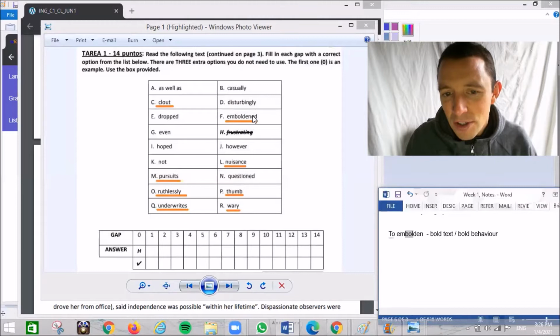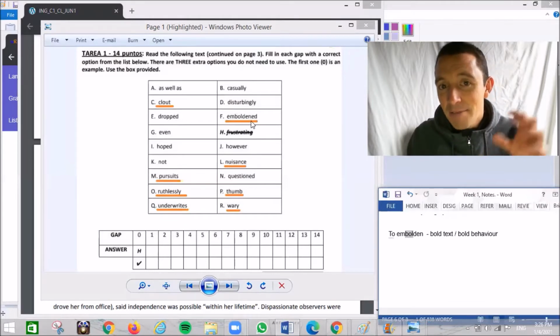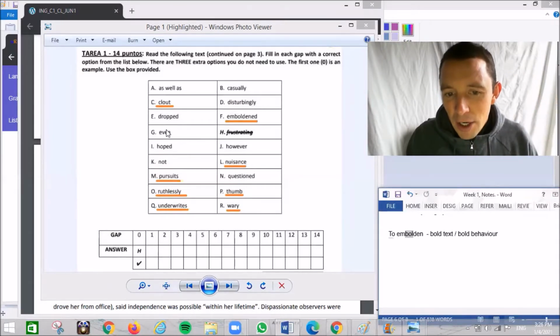That's important also. So it's the past simple, because maybe in the text you have the subject first. For example, I emboldened, you emboldened, okay? Even, incluso. Ache is frustrating, no problem. I is hoped, como esperar. Again, it's the past simple, hoped. And J is however, sin embargo. K is the negative, not.